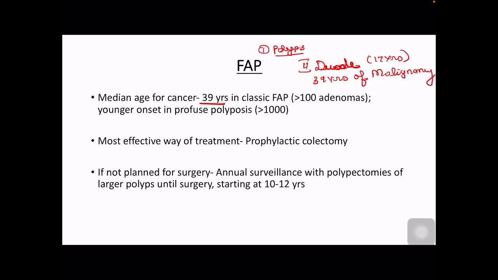Fine. So remember this. All these concepts can be integrated here. Median age for cancer is 39 years in classic FAP. The polyp onset is in the second decade of life, approximately around 17 years. Fine. So the most effective treatment in a patient with suspected FAP, where there is 100% chance of colorectal cancer: in HNPCC there is a 70 to 80% cancer risk, whereas in FAP there is a 100% chance of cancer. So the most effective treatment for these patients is prophylactic colectomy.